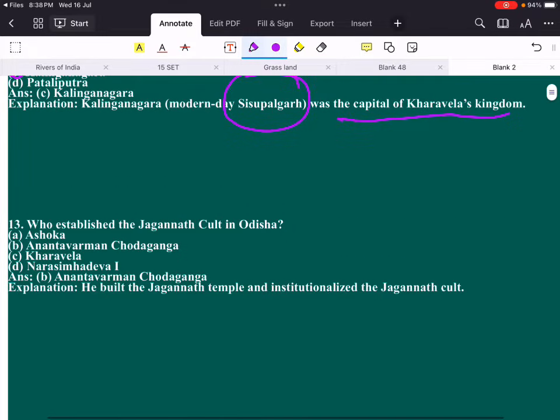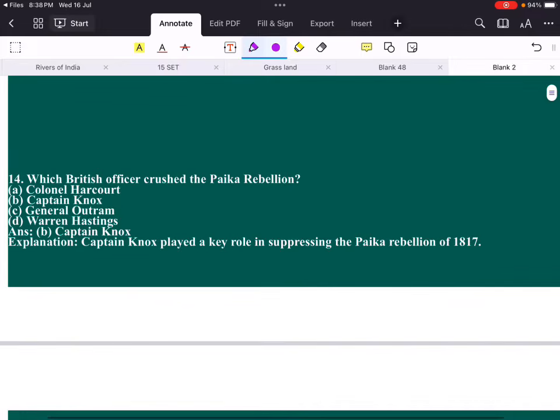Who established the Jagannath cult in Odisha? That is Anantavarman Chodaganga. He built the Jagannath temple and institutionalized the Jagannath cult.